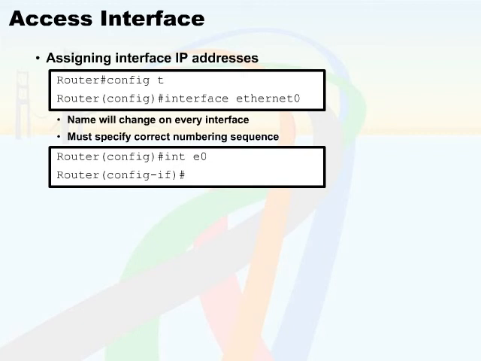We're going to see that in the lab in just a second, but specifically here, however, we get to the interface. We're going to notice that it will change this prompt to configuration-if for interface. Now what I can do is I can actually assign this interface an IP address.